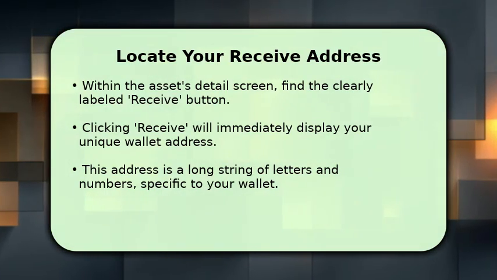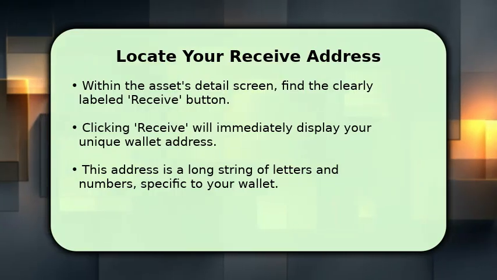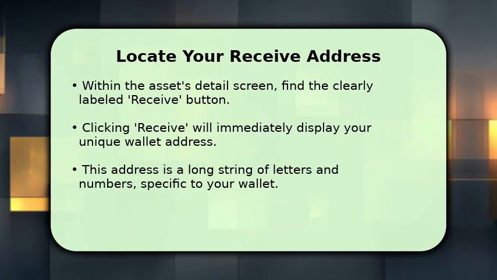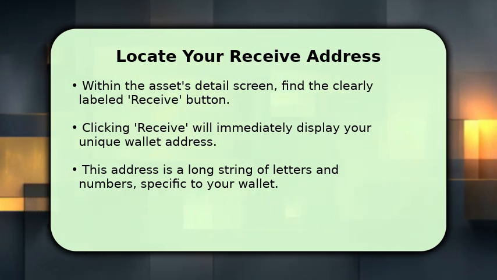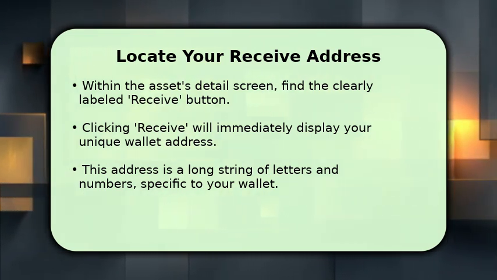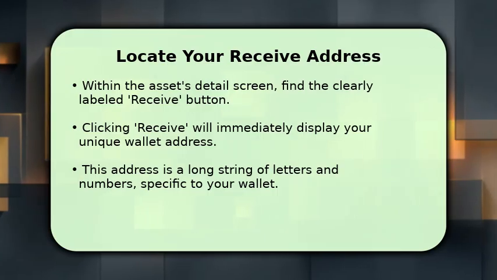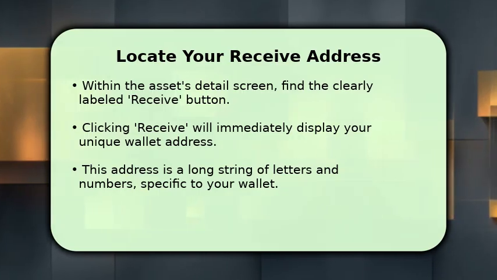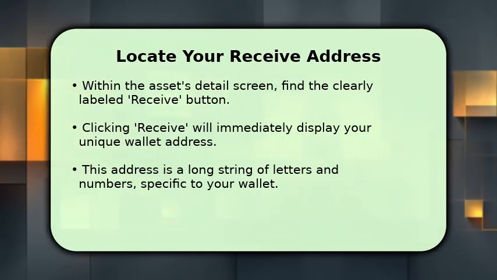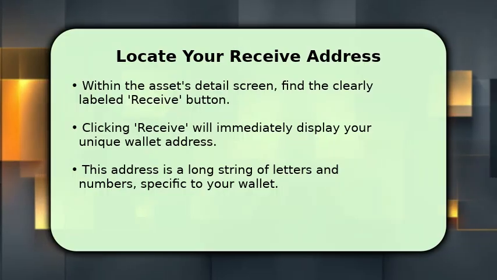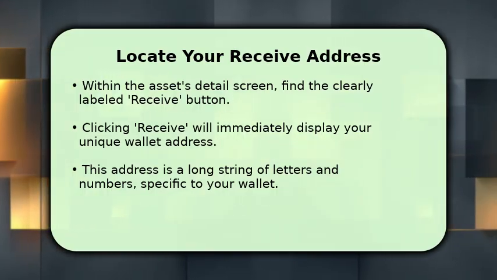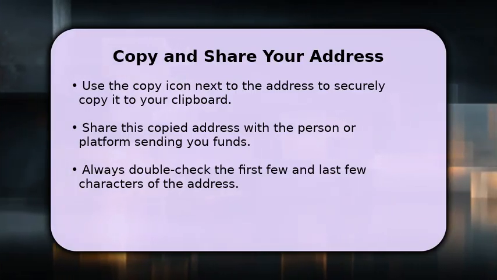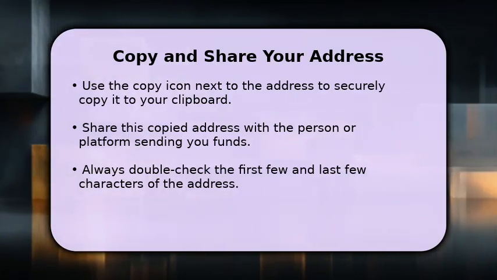On the Assets Detail screen, look for the Receive button. It's usually quite prominent. Clicking this button will reveal your unique wallet address for that specific cryptocurrency. This address is a critical piece of information, acting like your bank account number for crypto. You'll also notice a QR code, which is simply a scannable version of your address, making it easy for others to send you funds.